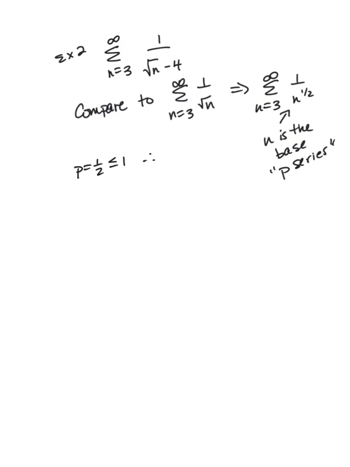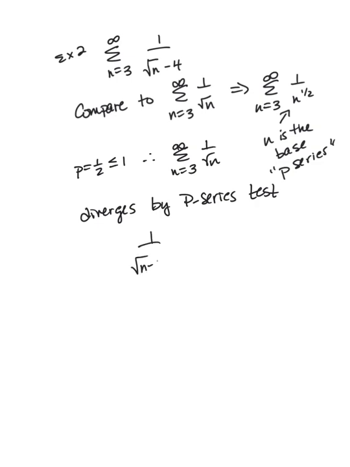Okay, therefore, this series, 1 over square root of n, from n equals 3 to infinity, diverges by the p-series test. Then you do your comparison. So you would say 1 over the square root of n minus 4 is greater than 1 over the square root of n, because a smaller denominator is a larger number.